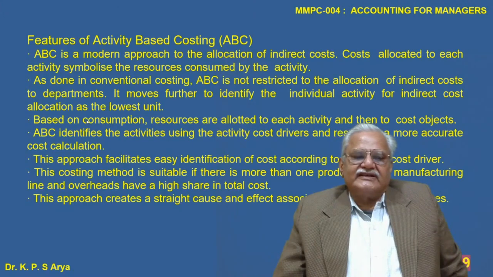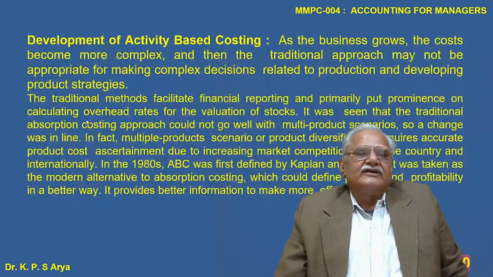ABC identifies the activities using the activity cost drivers and results in more accurate cost calculation. This approach facilitates identification of cost according to the activity cost driver. This costing method is suitable if there is more than one product in the manufacturing line and overheads have a high share in total cost. This approach creates a straight cause and effect association with various resources.